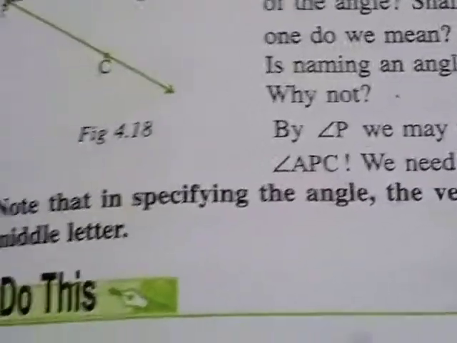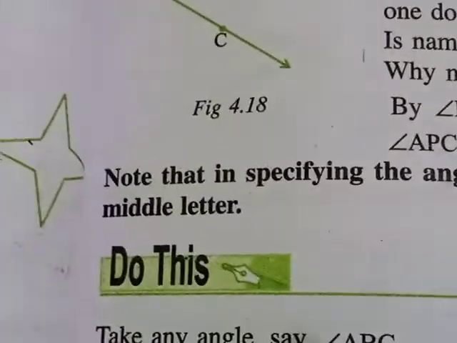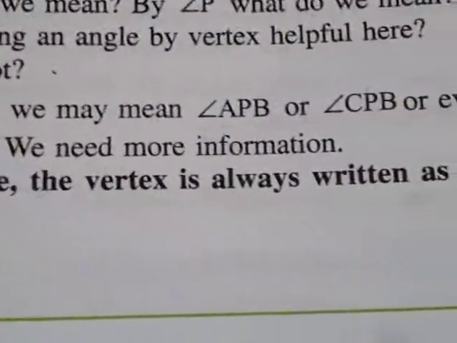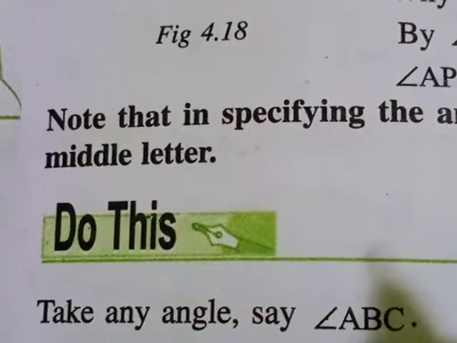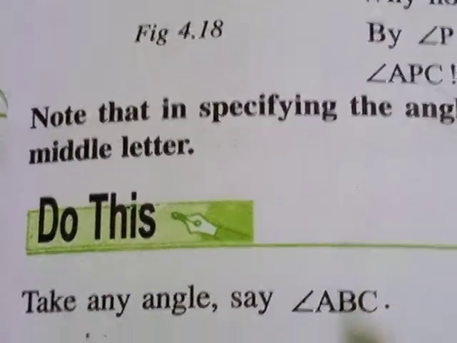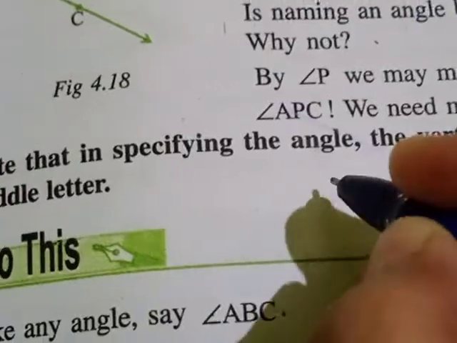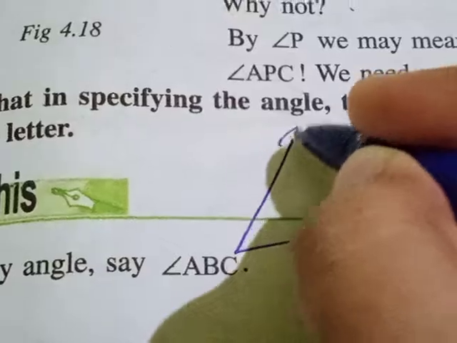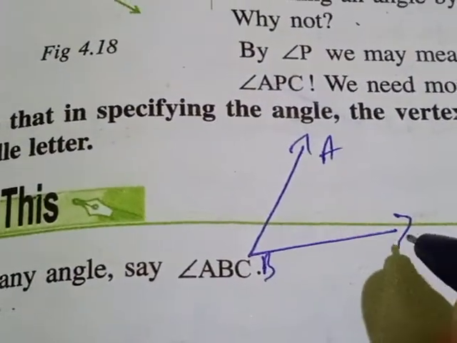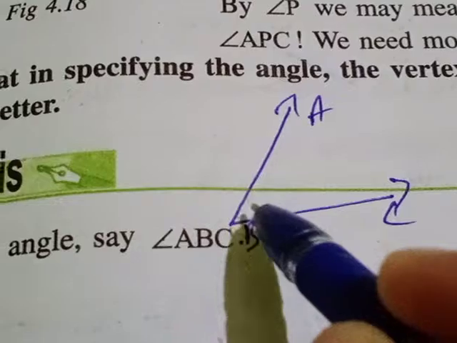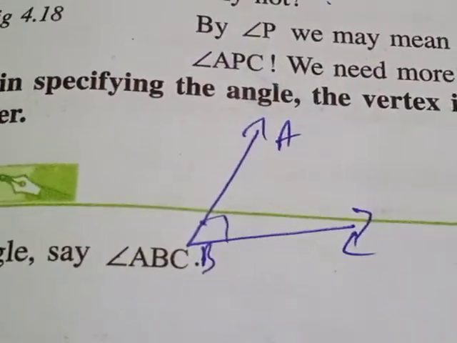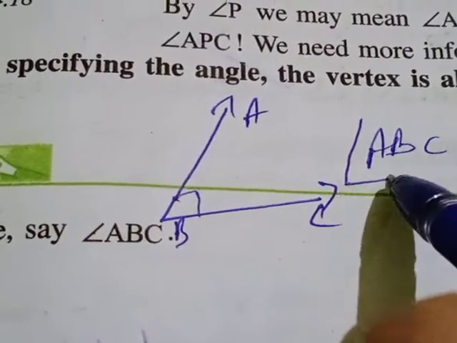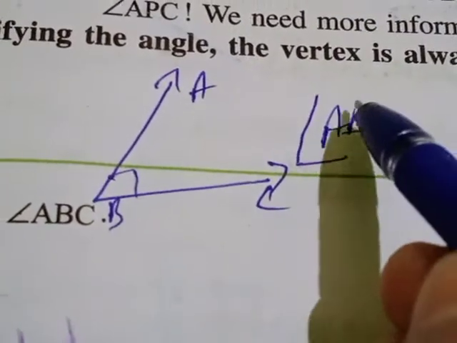Now an important point, if you see in your textbook in this chapter, note that in specifying an angle, the vertex is always written as the middle letter. You know what this means? Suppose I draw an angle like this, and here I am writing A, B and then C. Now what is the name of this angle? We can say the name of this angle is angle ABC. So why have I written B in the middle?